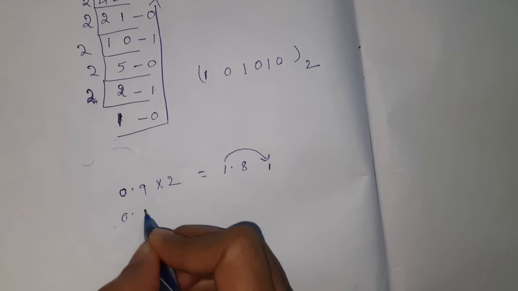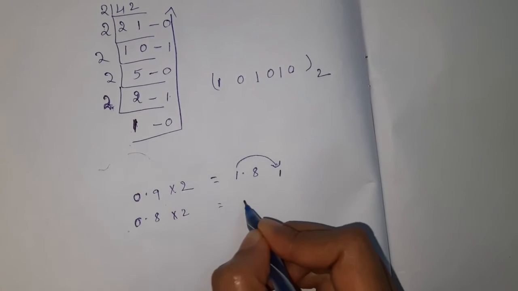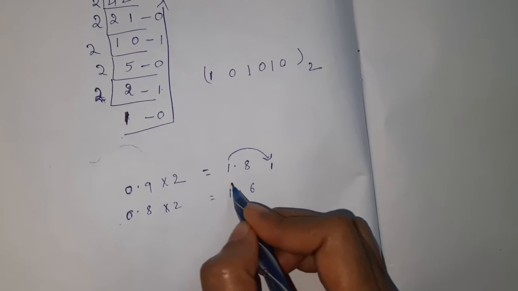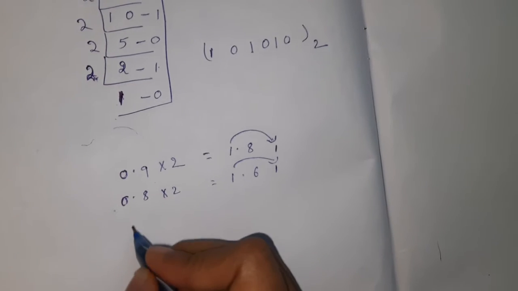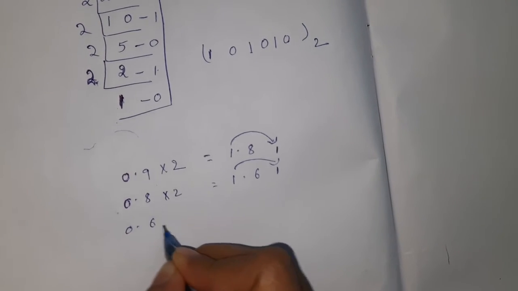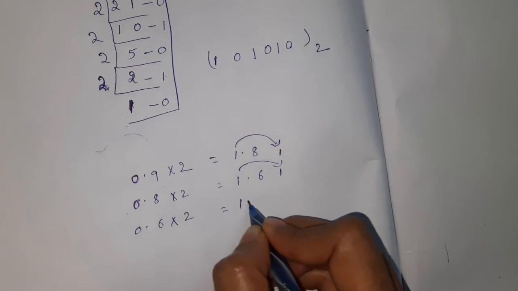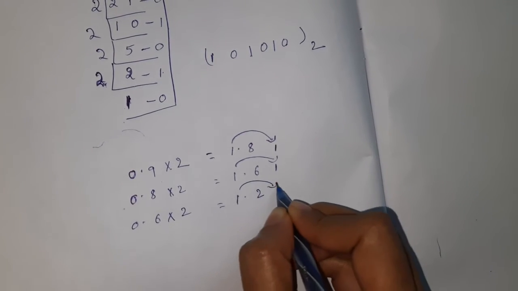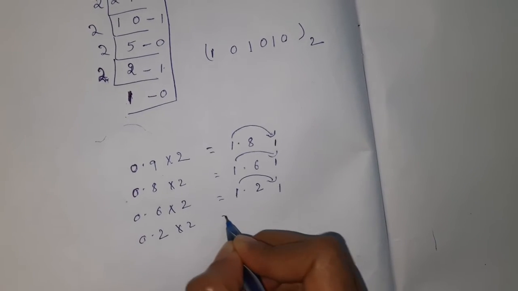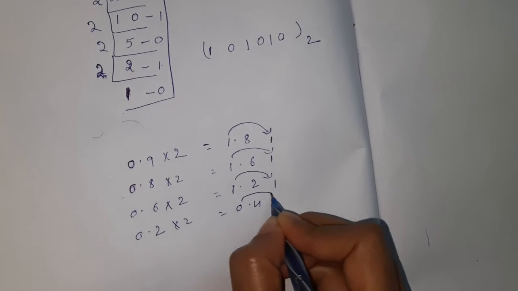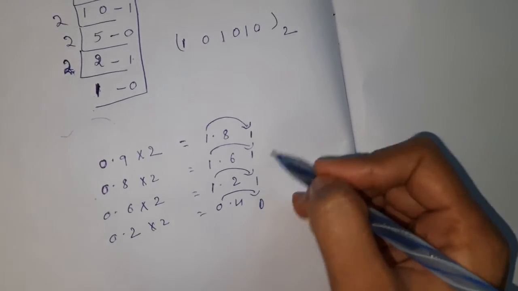So 0.8 into 2, what do we get? 1.6. So again 1 goes this side. Next, 0.6 into 2 is again 1.2, so 1 goes this side. Next, 0.2 into 2 is 0.4. So this process continues.